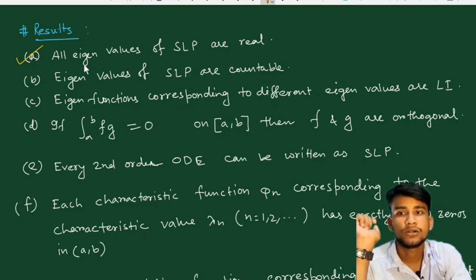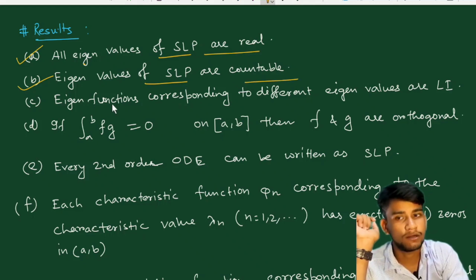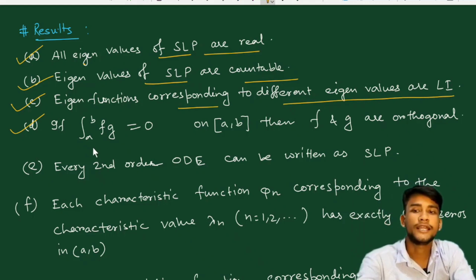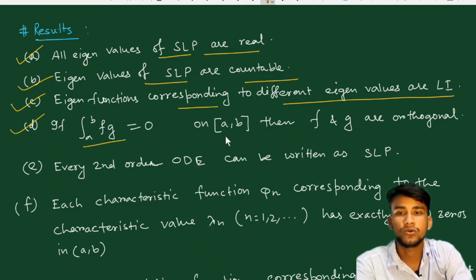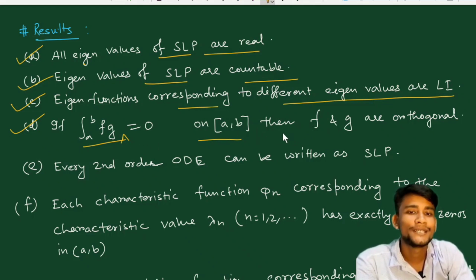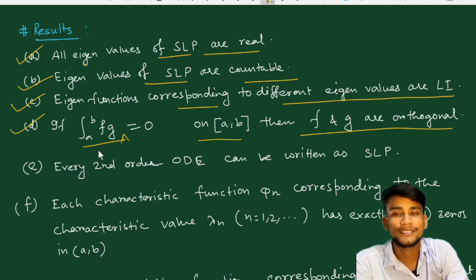All eigenvalues of SLP are real, eigenvalues of SLP are countable, and eigenfunctions corresponding to different eigenvalues are linearly independent. If the integral from a to b of f g is equal to 0, then f and g are orthogonal. Here I am not taking any variable, I did not write any dx or dt in this part. Why? You can comment in the comment section below. This is a fun fact.